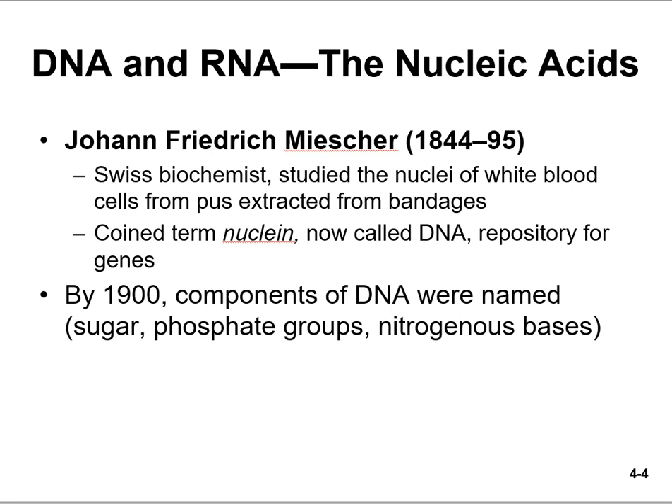Not long after, by the 1900s, biochemists knew the basic components of DNA, that DNA contains a sugar, some phosphate groups, and some nitrogenous bases, but at that time did not have the technology to determine how those were put together. That wouldn't come until 1953, when Watson and Crick won the Nobel Prize for figuring out the structure of DNA.